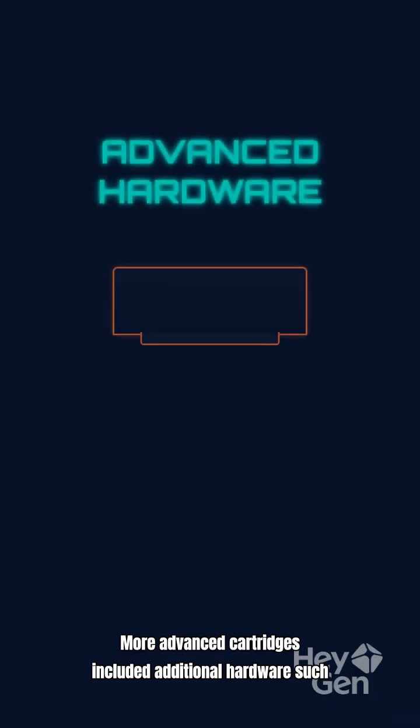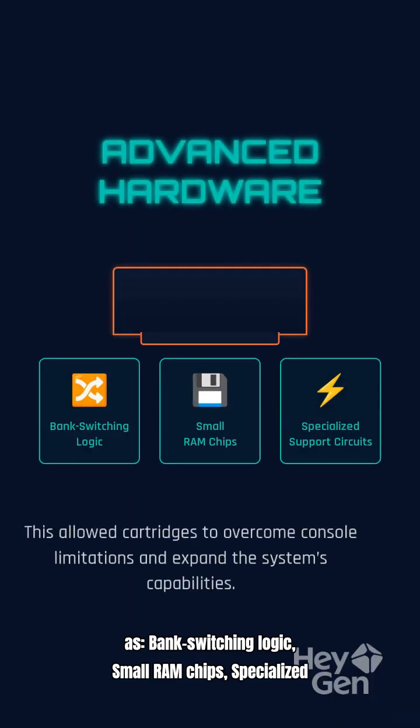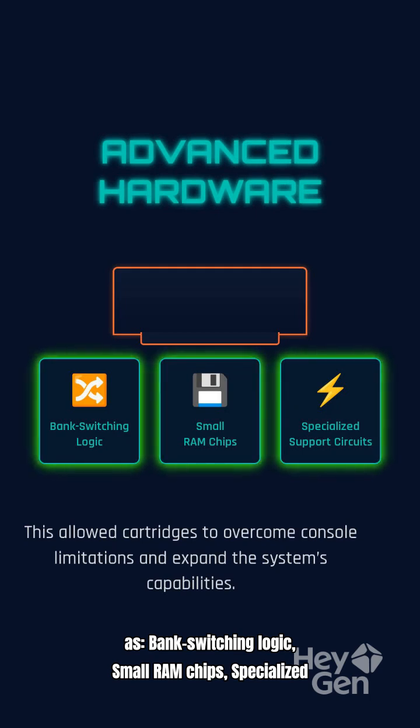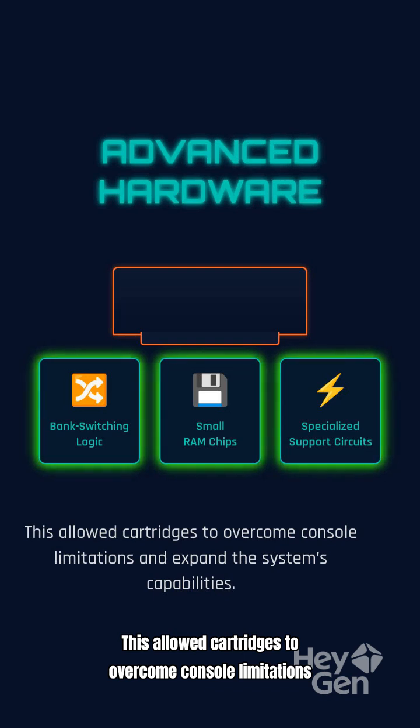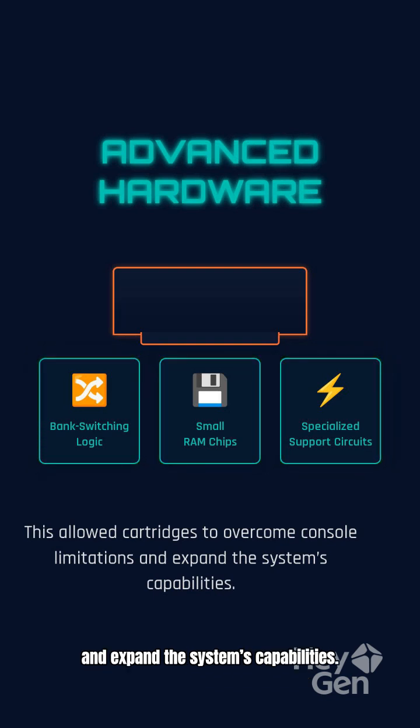More advanced cartridges included additional hardware such as bank switching logic, small RAM chips, and specialized support circuits. This allowed cartridges to overcome console limitations and expand the system's capabilities.